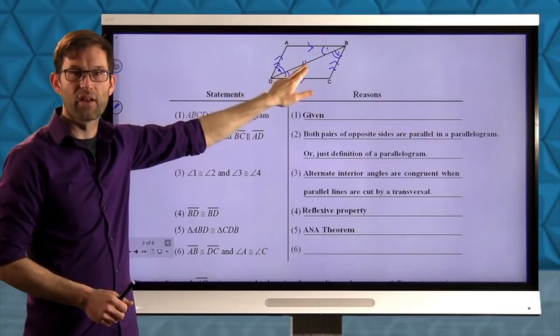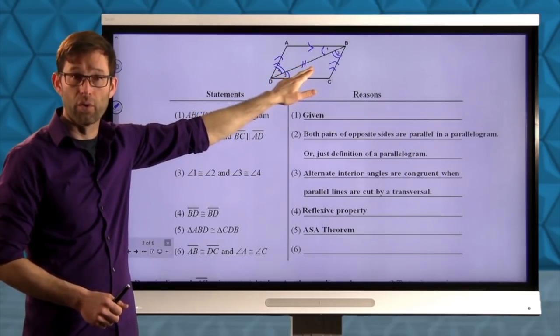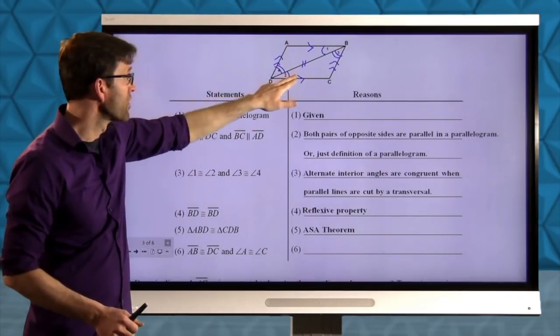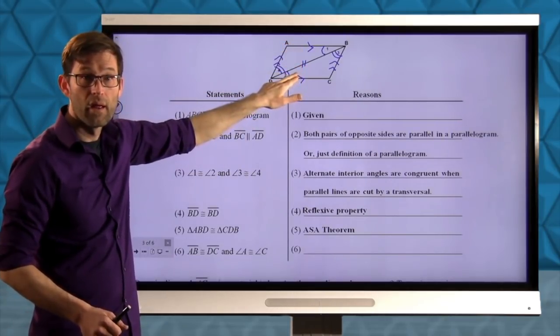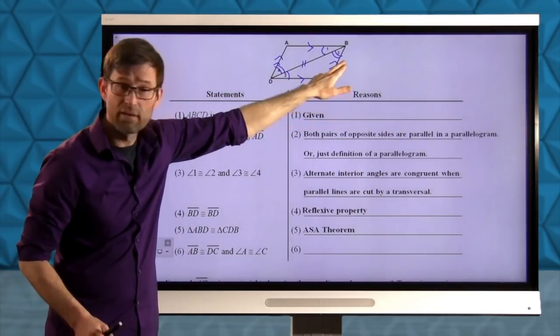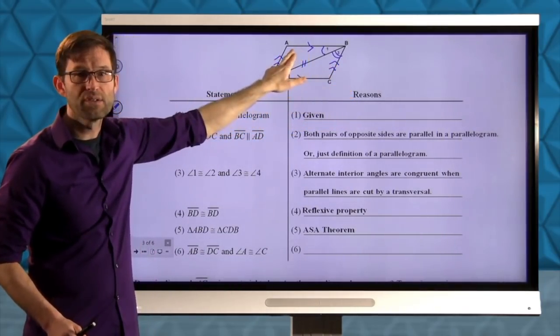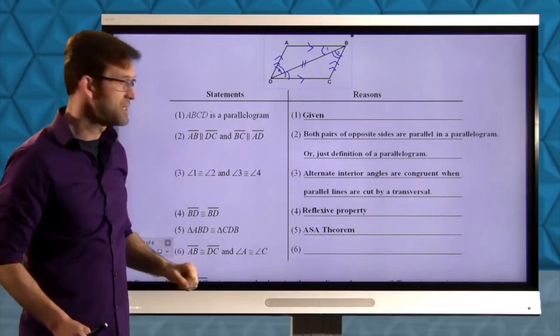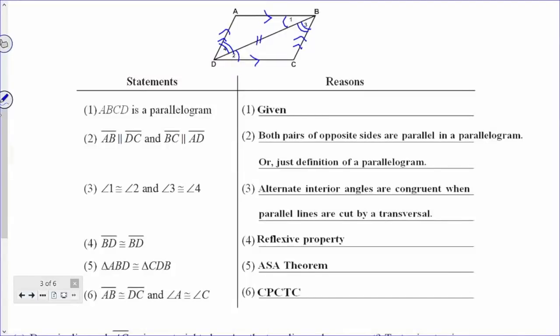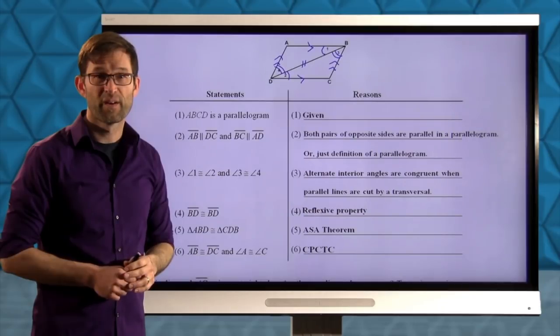And because this triangle is identical or congruent to this triangle, I can now say AB is congruent to BC. Well, we can also say that AD is congruent to BC. I can do that, that'd be fine. And I can also say that angle A is congruent to angle C, and that's because corresponding parts of congruent triangles are congruent. All right?